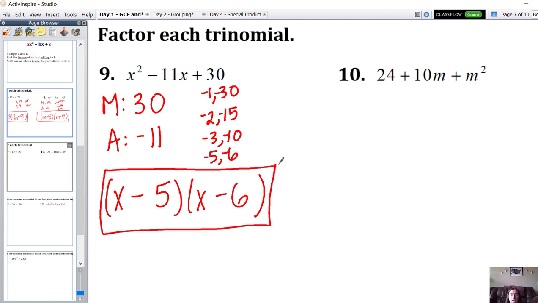Now if you're not sure if you're getting these factors right, you can always FOIL, you can always redistribute these binomials and see if you get back to your original one. If you did, great. If not, you might have messed up somewhere and you need to go back and fix it.